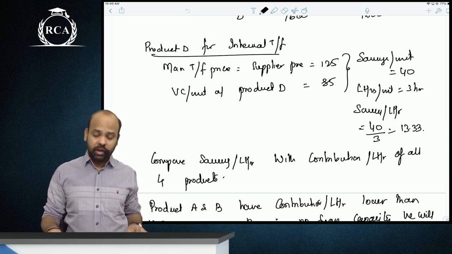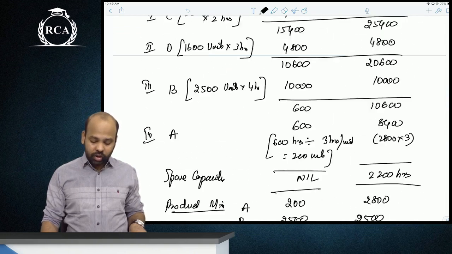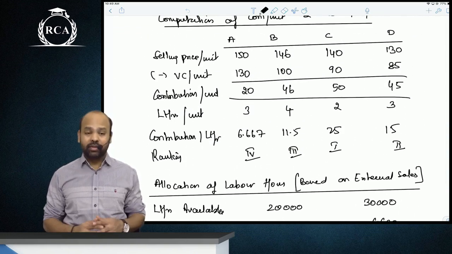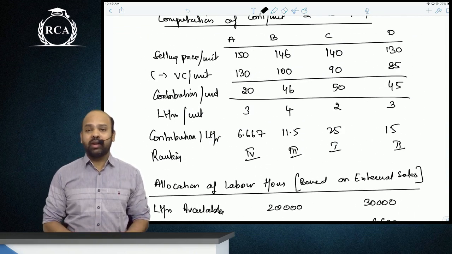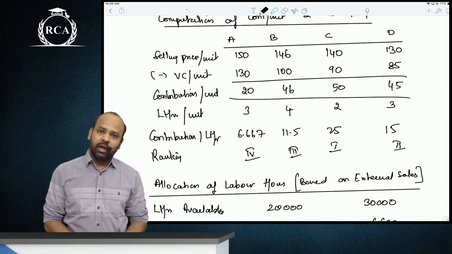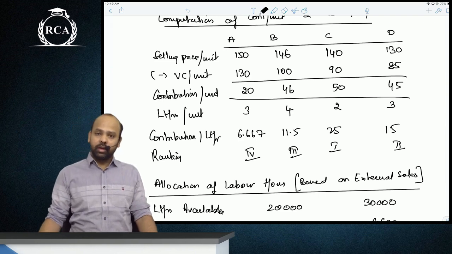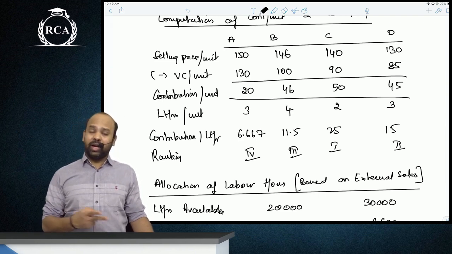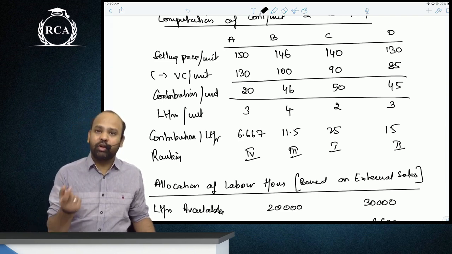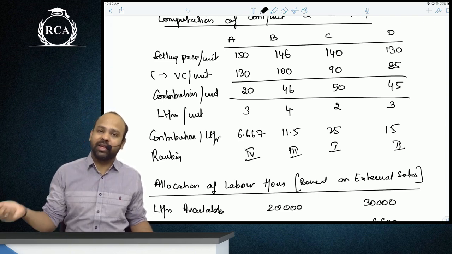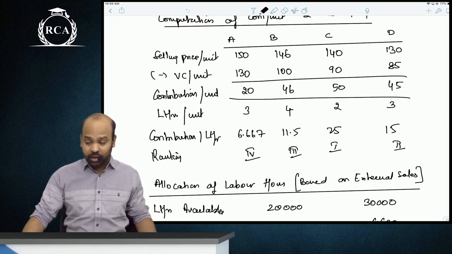with the contribution per labor hour of all the products. Product A is giving us a contribution of 6.667. Product B is giving us a contribution of 11.5. Products C and D are giving us contributions of more than 13.333. So undoubtedly, if there is spare capacity, you will want to manufacture, because the variable cost is only 85, and the external market price is 125.